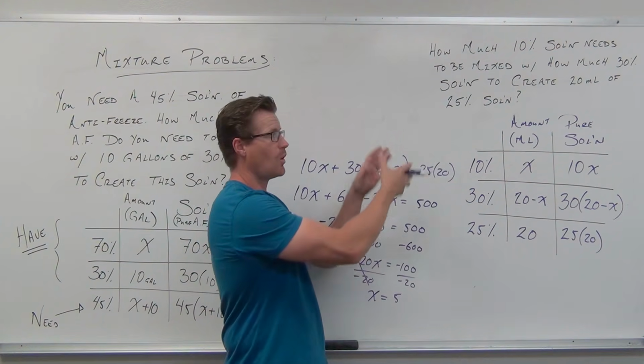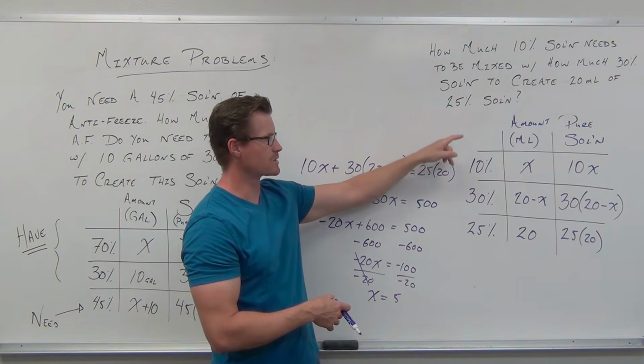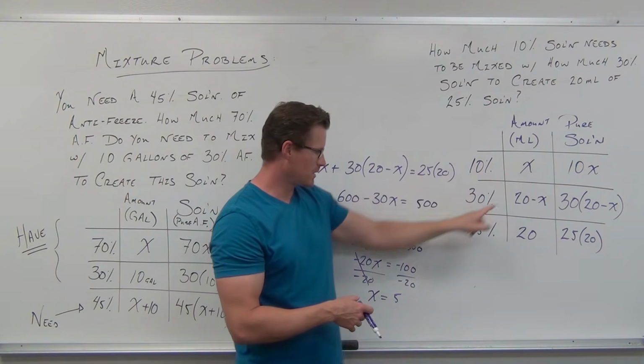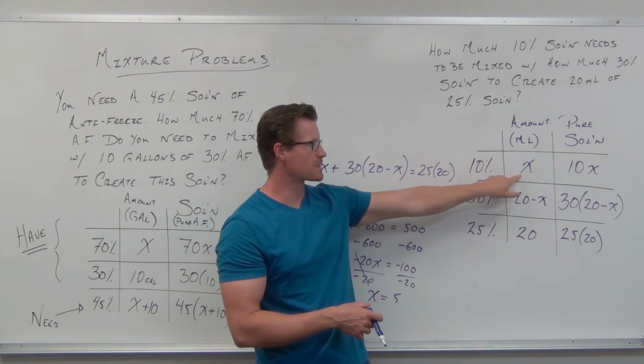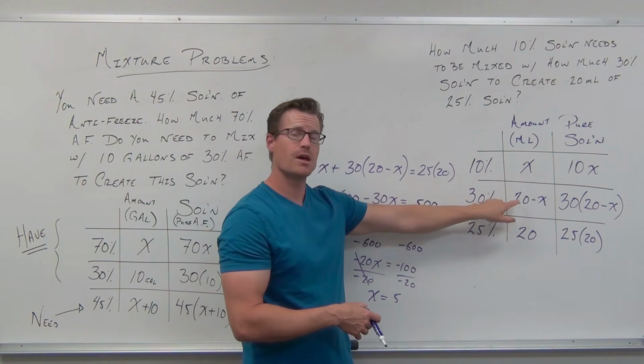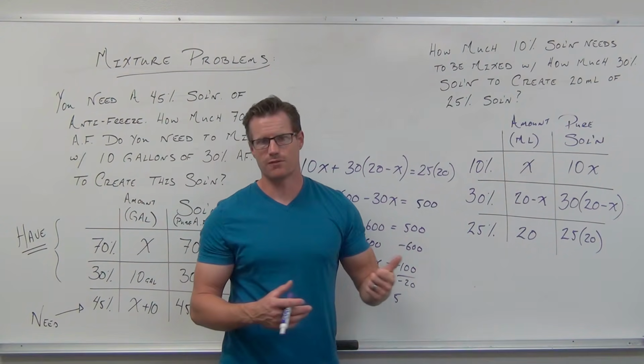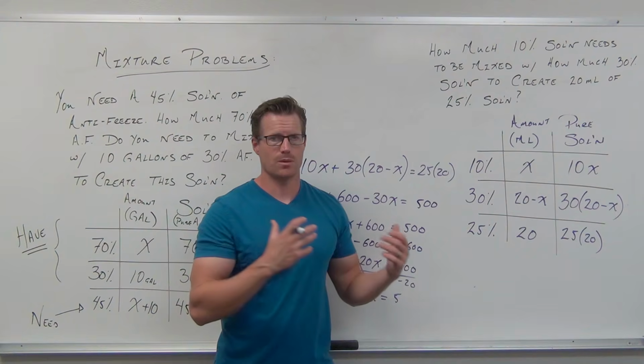The correct answer overall, when you answer this question on both of the things they referenced, was you need 5 milliliters, since x was 5, x fit in this box. You need 5 milliliters of 10% mixed with 15 milliliters of 30%, and that will give you 20 milliliters of 25%. That is how mixture problems work.